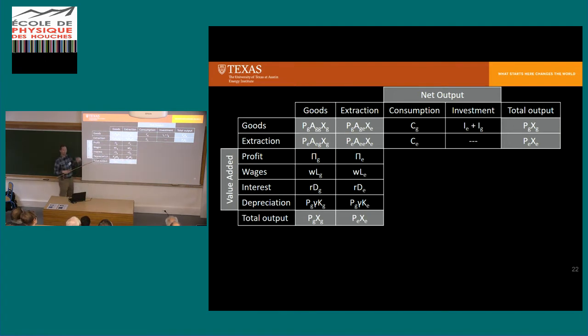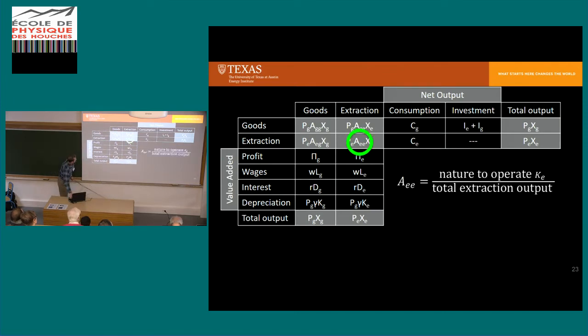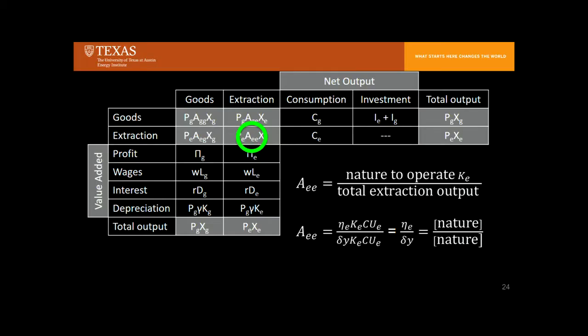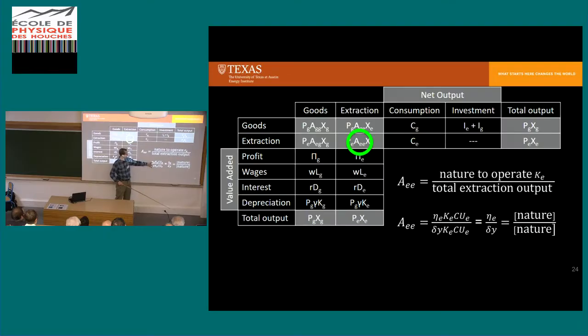Since the goods sector produces investment as its output, both of the investment quantities show up in the goods sector. So I'll go into how you put the diagram I showed on the previous slide into the parts of this input-output matrix. So this A sub EE term is basically the nature requirements for the extraction sector itself. So it requires some nature input to operate its capital, and this term is phrased as the fraction of total extraction output that is required to operate the nature capital. So in this case, I have some efficiency parameter that says how much nature is required to operate a unit of capital. The CU is capacity utilization, so you have the potential to have a quantity of capital that doesn't operate at its full capacity.